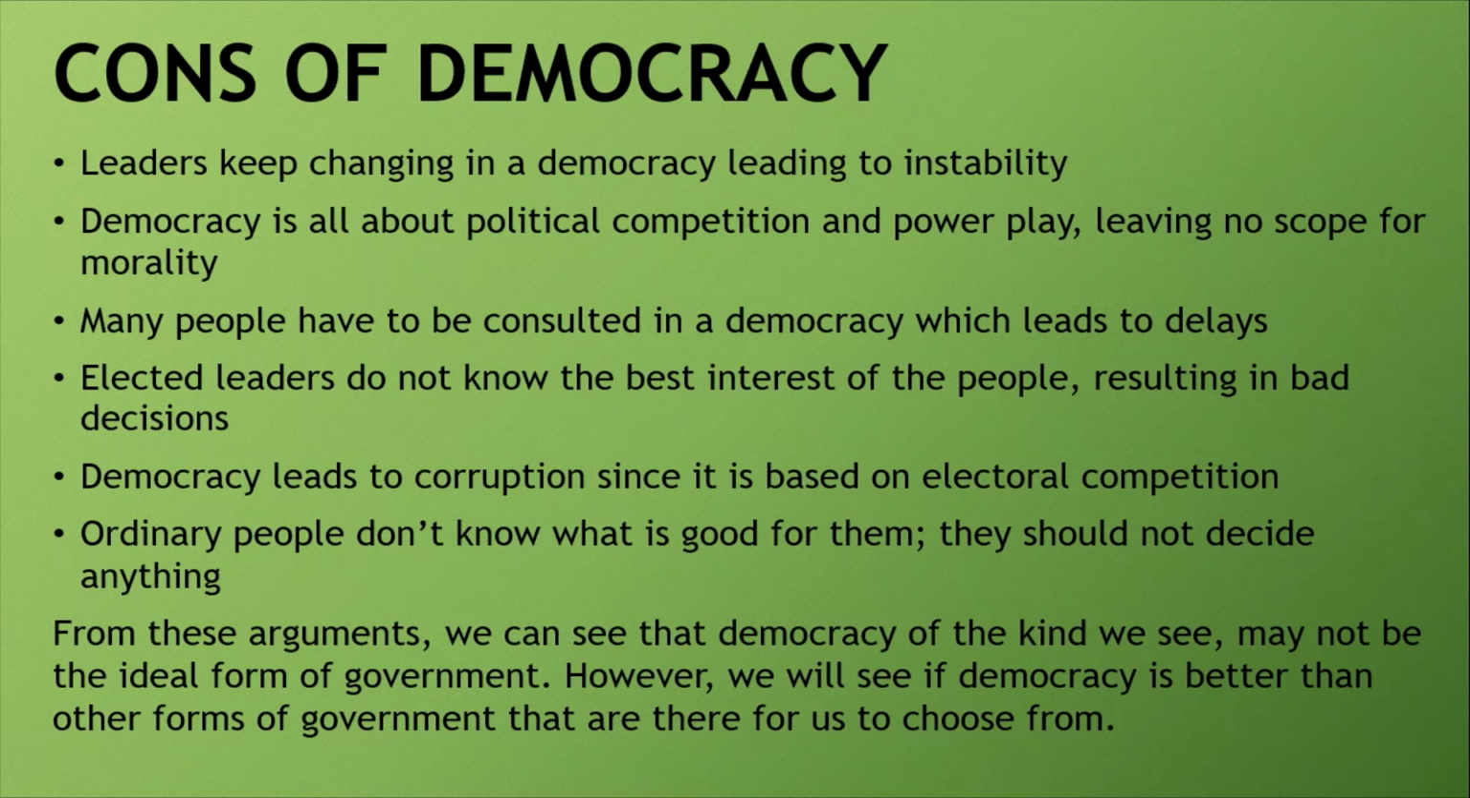Democracy leads to corruption since it is based on electoral competition. Ordinary people don't know what is good for them, they should not decide anything. So cons means the disadvantages of democracy. From these arguments, we can see that democracy of the kind we see may not be the ideal form of government. However, we will see if democracy is better than the other forms of government that there are for us to choose from.